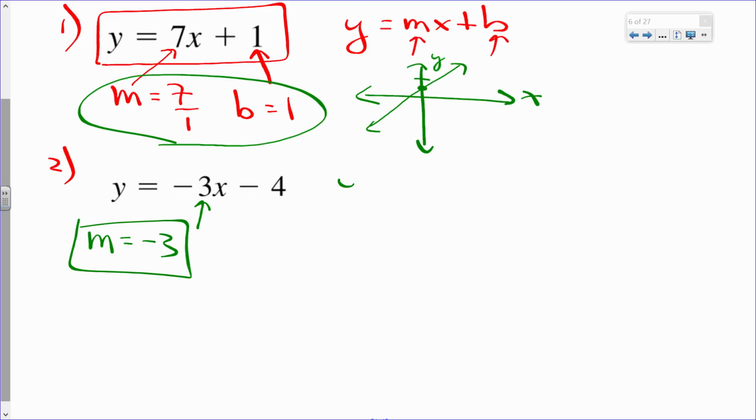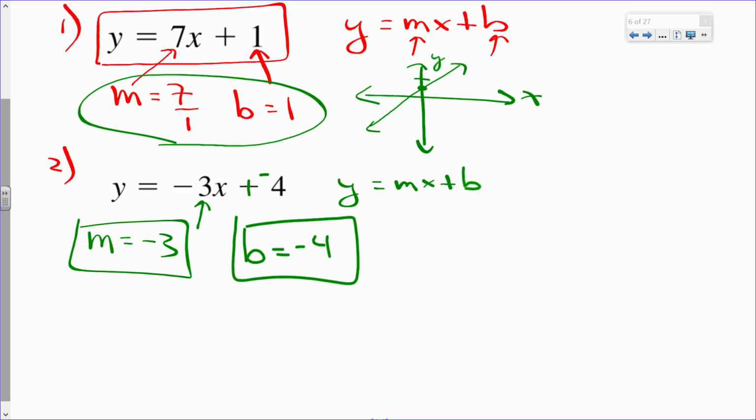Y-intercept? Well, compare it with y equals mx plus b, the slope-intercept form. So let me make this a plus then. So now I have y equals mx plus b. That means my b, my y-intercept, is -4 in this case. It is easy.